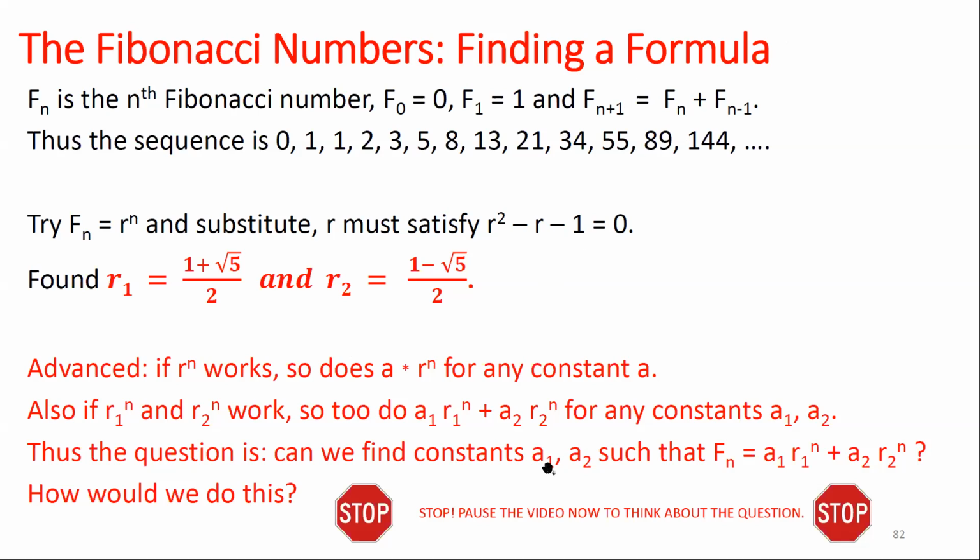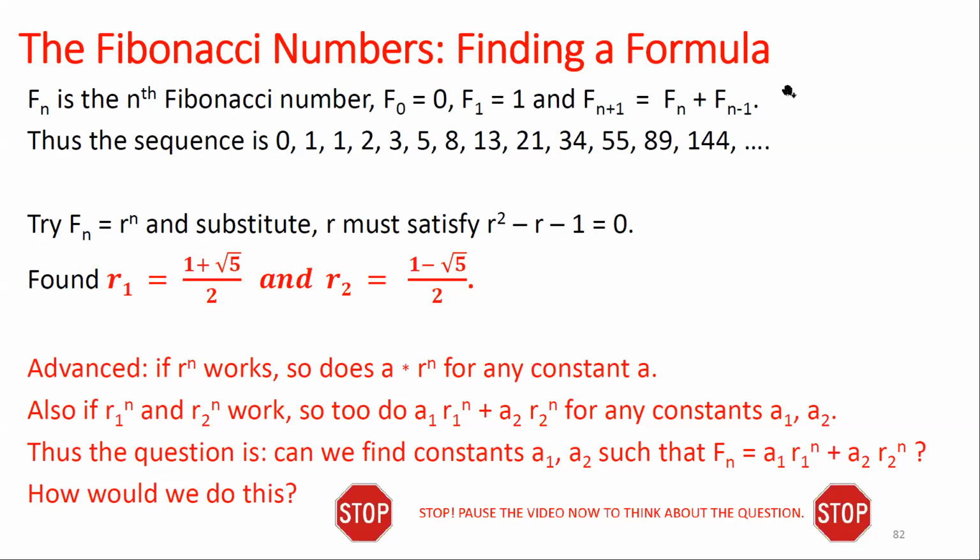So here's the question. Can we find constants a1 and a2 such that this relationship works, and that gives us the nth Fibonacci number? How would we do that? I'm going to pause and give you a chance to think about this. The hint I'll give you is, how many conditions, how many numbers do I need to specify for the Fibonacci relationship?